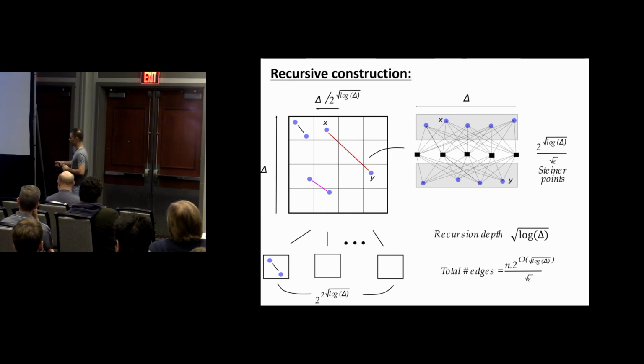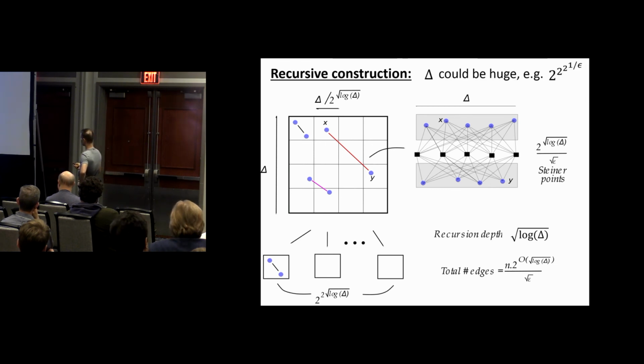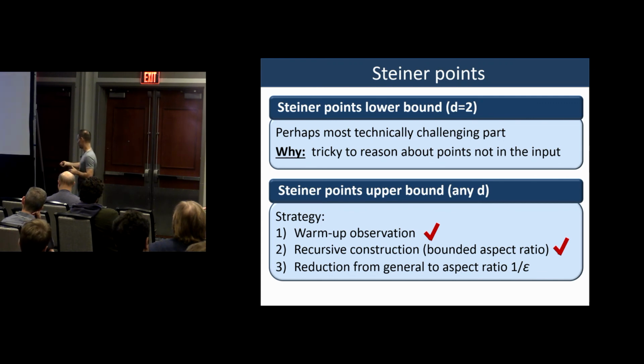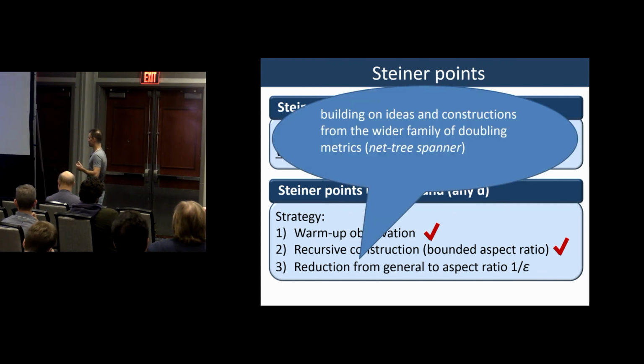the sparsity is 1 over square root of epsilon. And there is some annoying term that depends on the side length of the square, or more generally, the aspect ratio, for those who are familiar with this term. The aspect ratio could be huge. And so the last step is to reduce the general case to the case where the aspect ratio is bounded by, let's say, 1 over epsilon. And we do this by borrowing ideas and constructions from a wider family of doubling metrics, like the net-tree spanner.